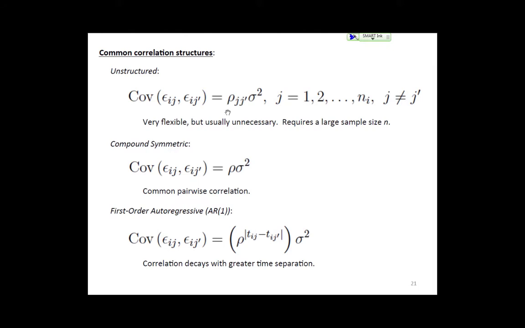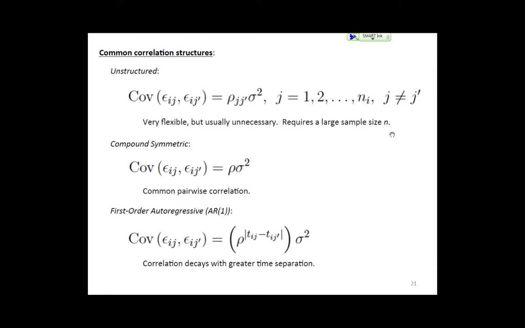So if you had a huge sample size, maybe that's the right choice all the time. That way you're really not making any claims or assumptions. You're just allowing for the data to determine what the correlation looks like. It does require a large sample size usually because, instead of one little sigma squared in the OLS case, you now have little sigma squared and all those correlations. All the pairwise correlations have to be estimated. So that uses up degrees of freedom.